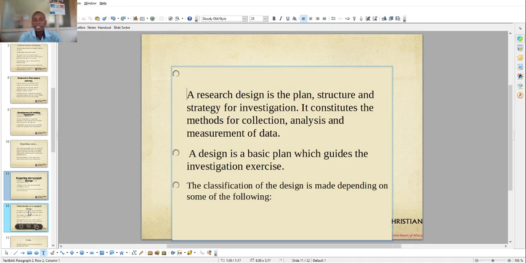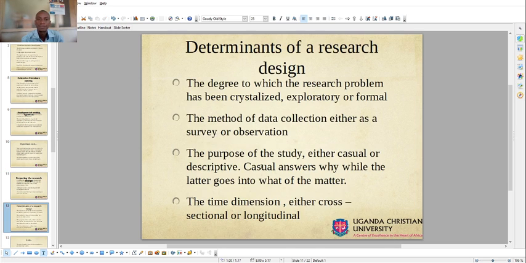So research design is like a blueprint, a plan on how basically you're going to deal with your data, the methods you're going to use to collect it, analyze, and measure it, how big the population will be, the sample you will take, how you will deal with the data quality, and so on and so forth. You put up a plan on how you're going to deal with all those elements as you carry out your investigation.